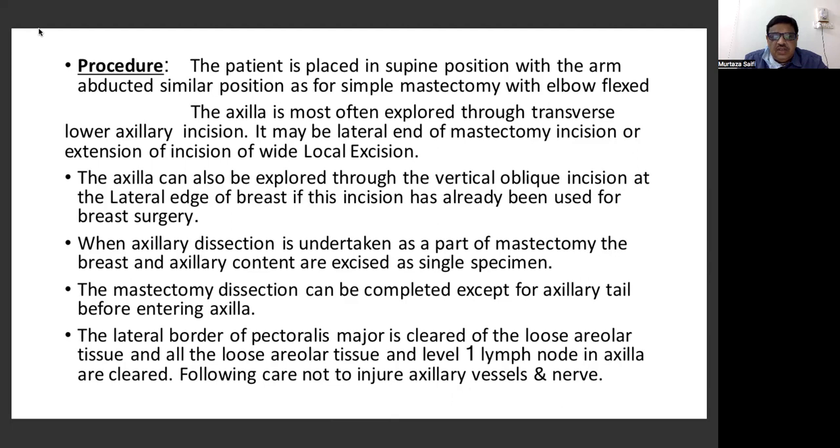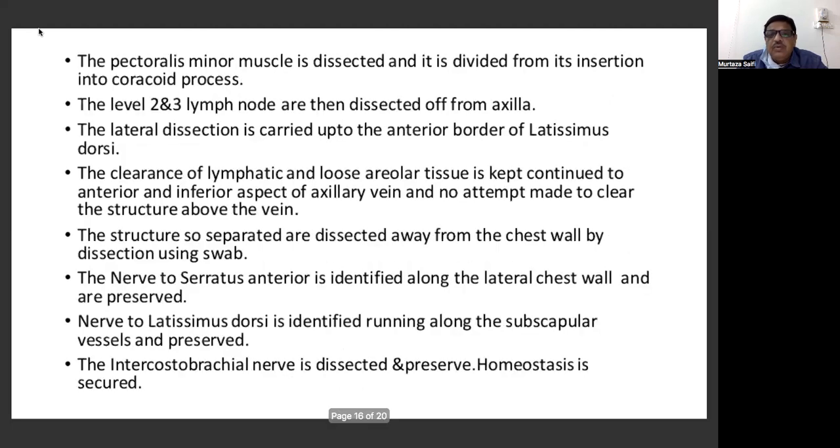When axillary dissection is undertaken as a part of mastectomy, the breast and axillary contents are excised as a single specimen. The mastectomy dissection can be completed except for the axillary tail before entering the axilla. The lateral border of pectoralis major is cleared of loose areolar tissue, and all loose cellular tissue and level 1 lymph nodes in the axilla are cleared, taking care not to injure axillary vessels and nerves. The pectoralis minor muscle is dissected and divided from its insertion into the coracoid process.